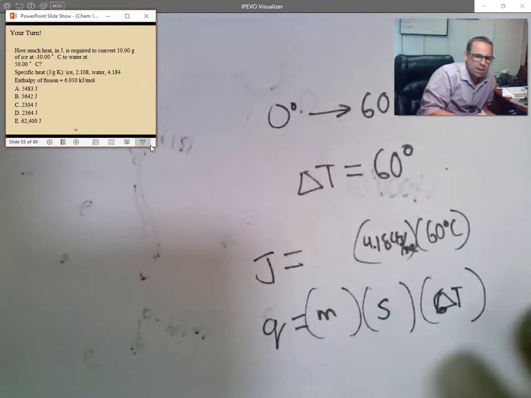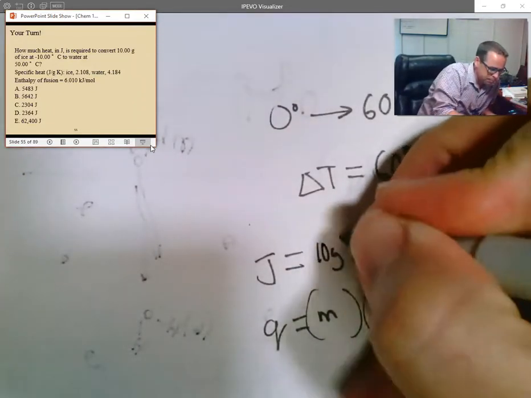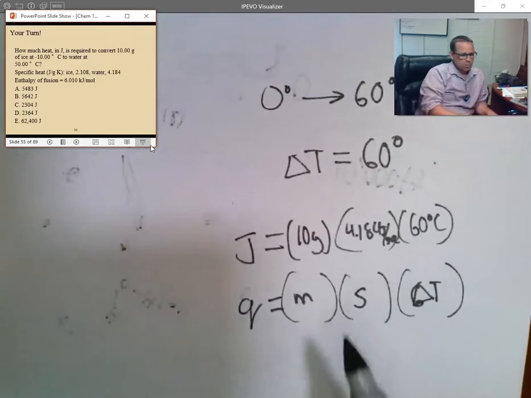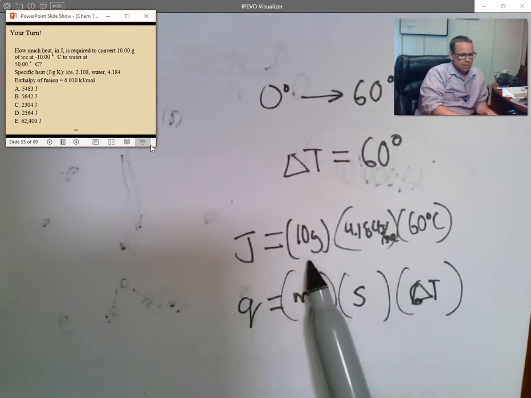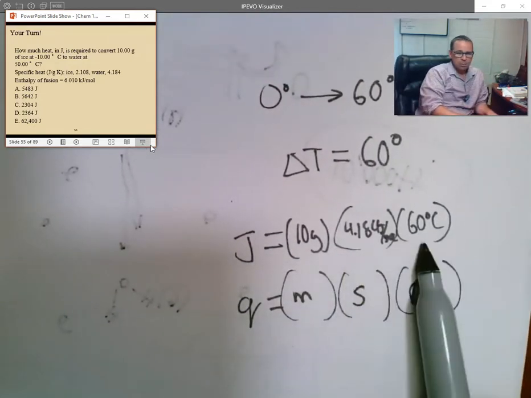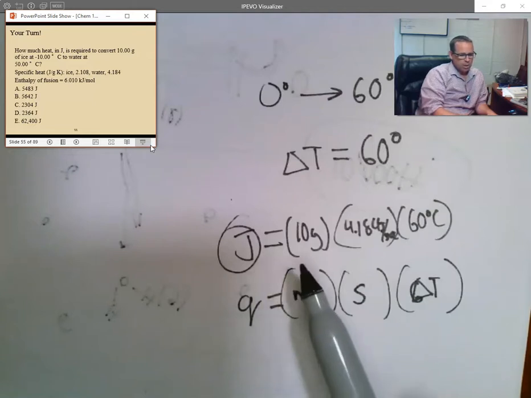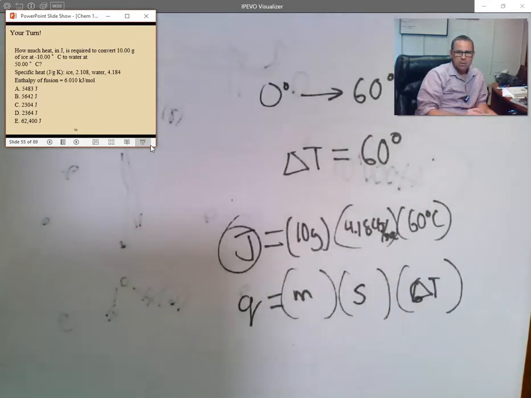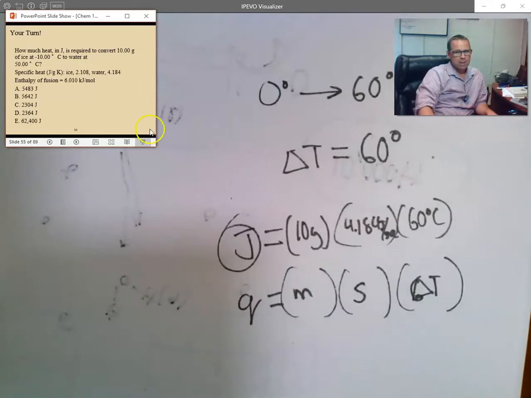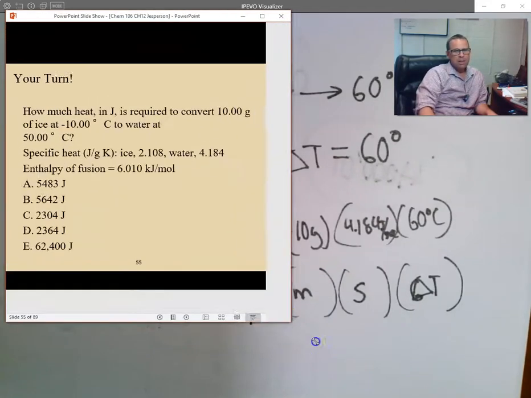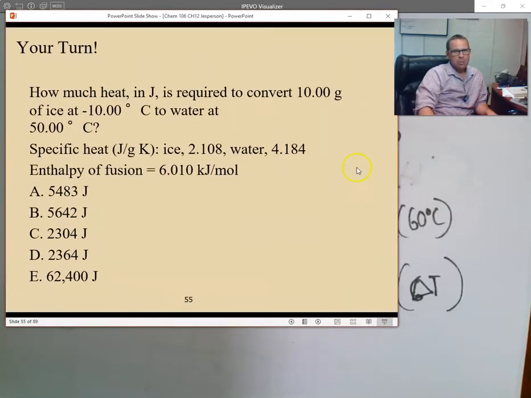Okay, 10 grams. So, to solve for joules, I can just take 10, multiply by 4.184, and multiply by 60. And that would tell me how much heat is required to raise 10 grams of water 60 degrees Celsius. That's a little review. But in this problem, we're not doing that exactly. We're going from -10 to 50.